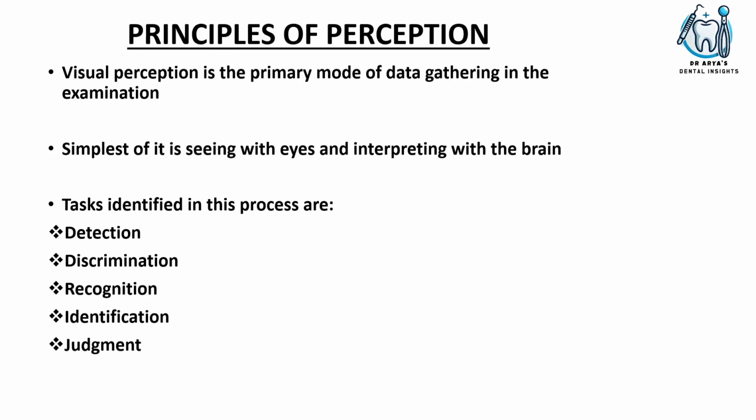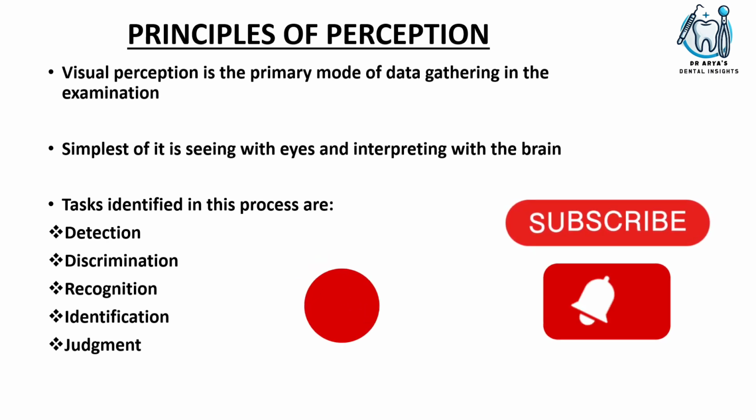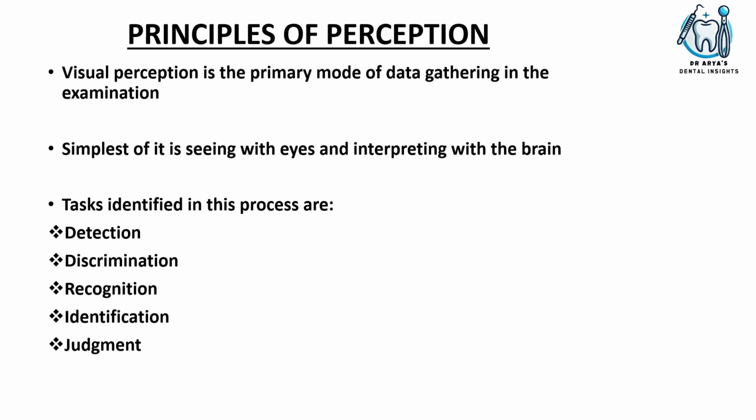Move on to the principles of perception. The primary mode of data gathering in the examination is visual perception. Simplest of it is seeing with eyes and interpreting with the brain. The various tasks identified in this process are detection, discrimination, recognition, identification, and judgment. What is detection? Noticing something is detection. What is discrimination? It requires distinguishing that which has been noticed from something else. What is recognition? Deciding whether this or at least something similar has been perceived on some previous occasion. What is identification? It moves the process into specificity, which has been observed and can now be communicated. What is judgment? It allows something that has been observed to be placed within a spectrum of knowledge.